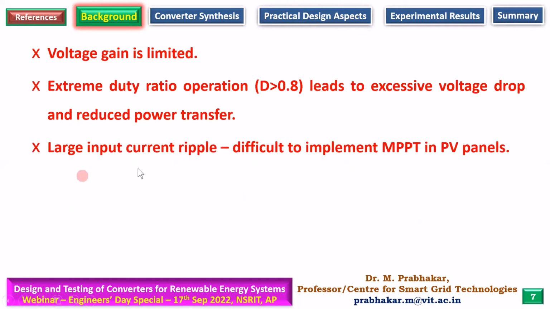And we have input current ripple, which is going to be large because inductor current rises when the switch is on and the inductor current falls when the switch is off. So these are the problems of a classical boost converter.